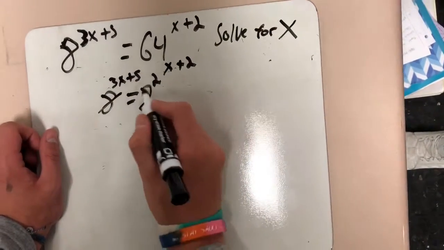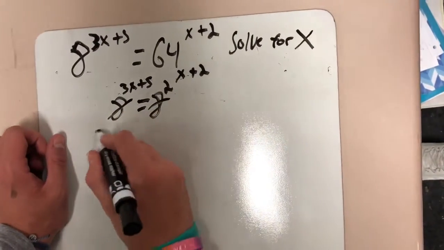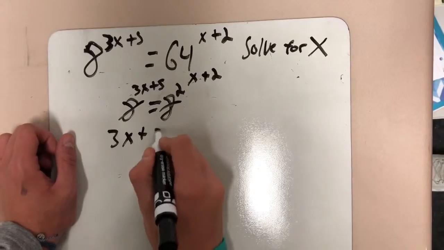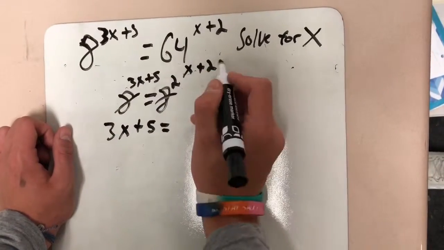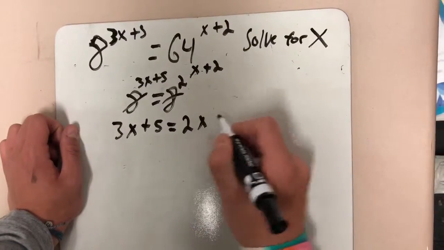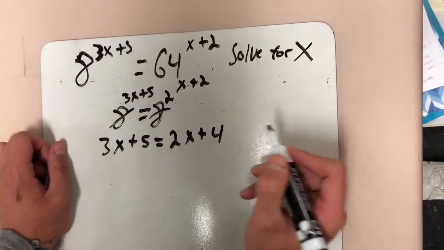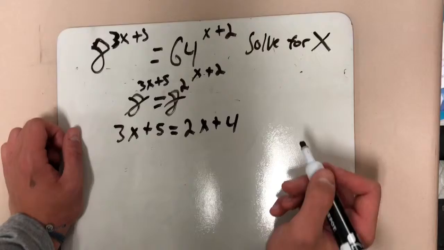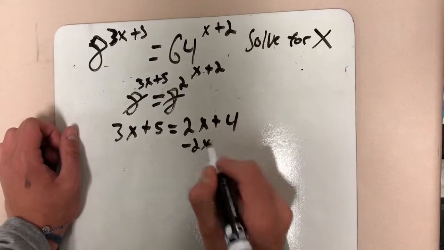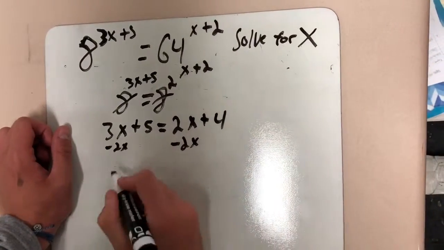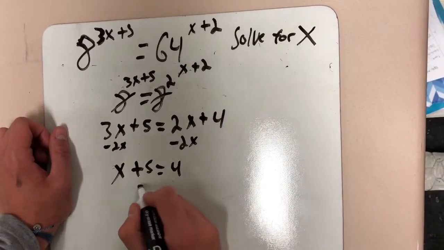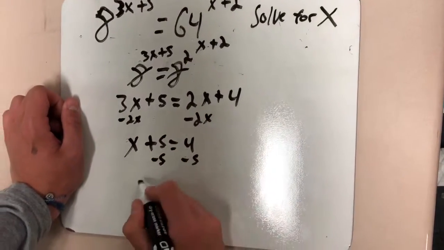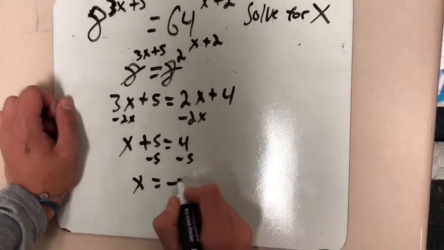Now the 8's cancel out, and I'm left with 3x plus 5 is equal to, and I have to distribute the 2 to the exponent, 2x plus 4. Now I just solve for x. So subtract 2x, I'm left with x plus 5 is equal to 4. Now subtract 5, now I'm left with x is equal to -1.